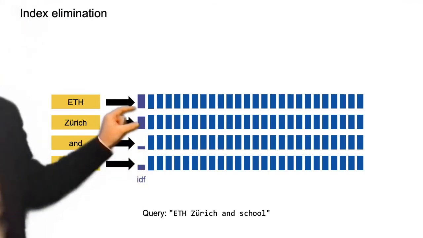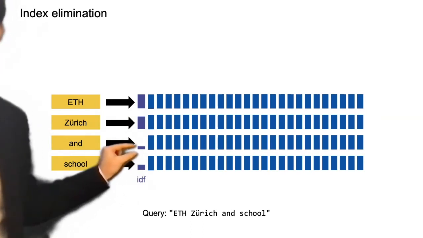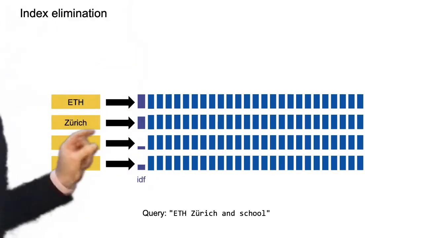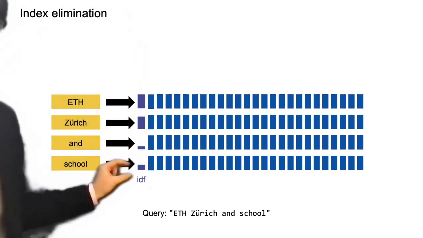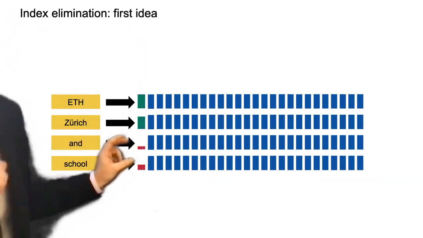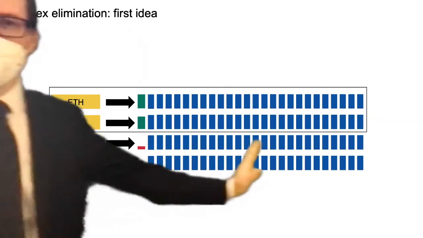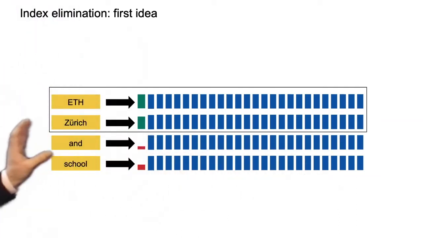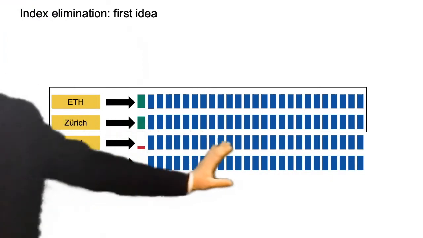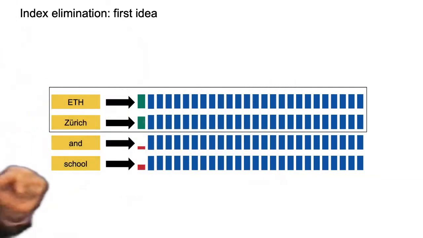So, for example, you might have noticed that "and" is a stop word. So the IDF is going to be very low because the DF is very high. And the same goes for school. It's more frequent than ETH Zurich, right? So what you can do is you can say, let's get rid of these 2 here that have a very low IDF. Let's not even bother computing the TF-IDFs or accumulating them. Let's stick to just these 2, right?